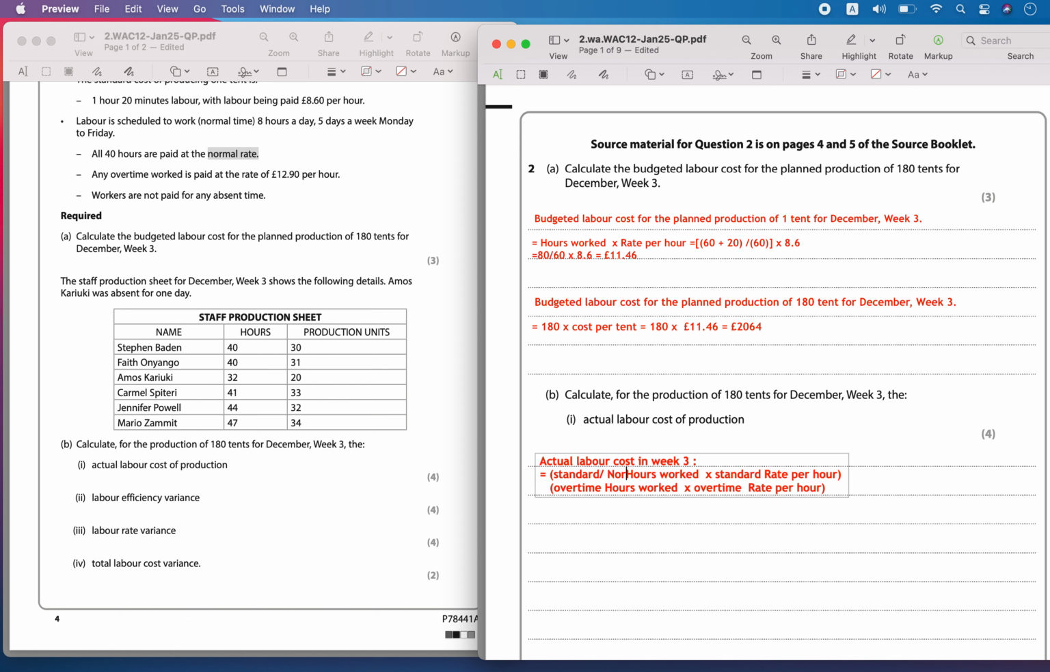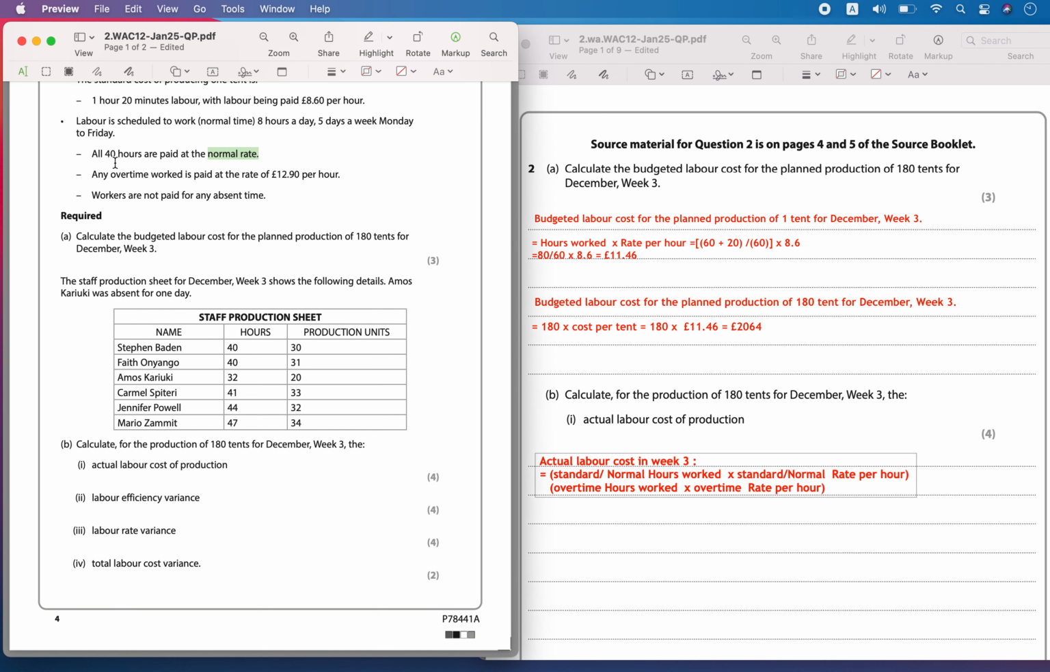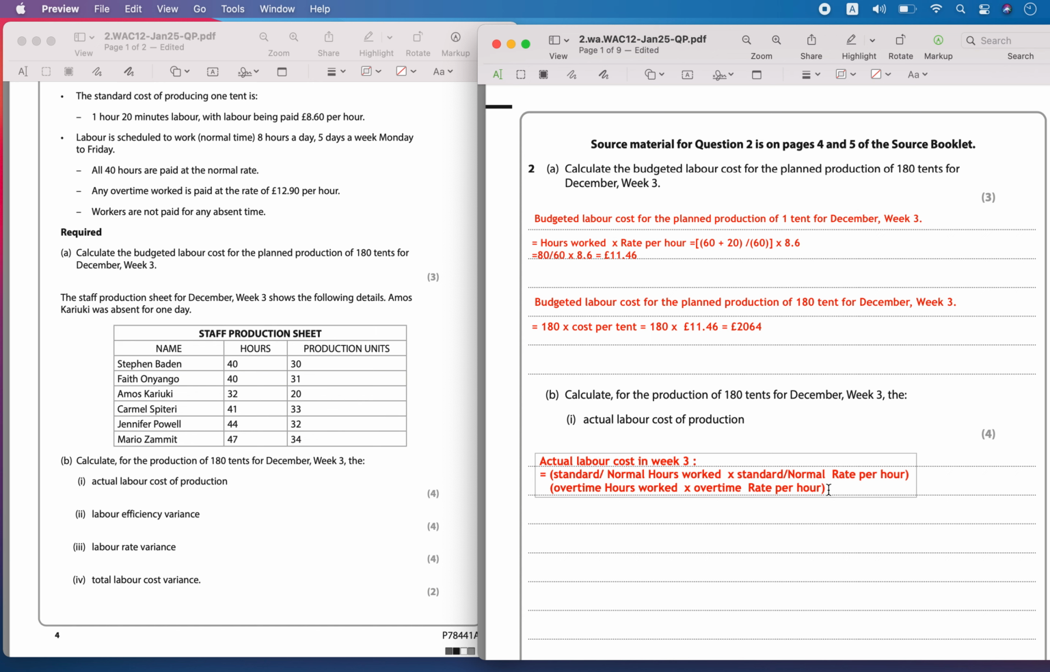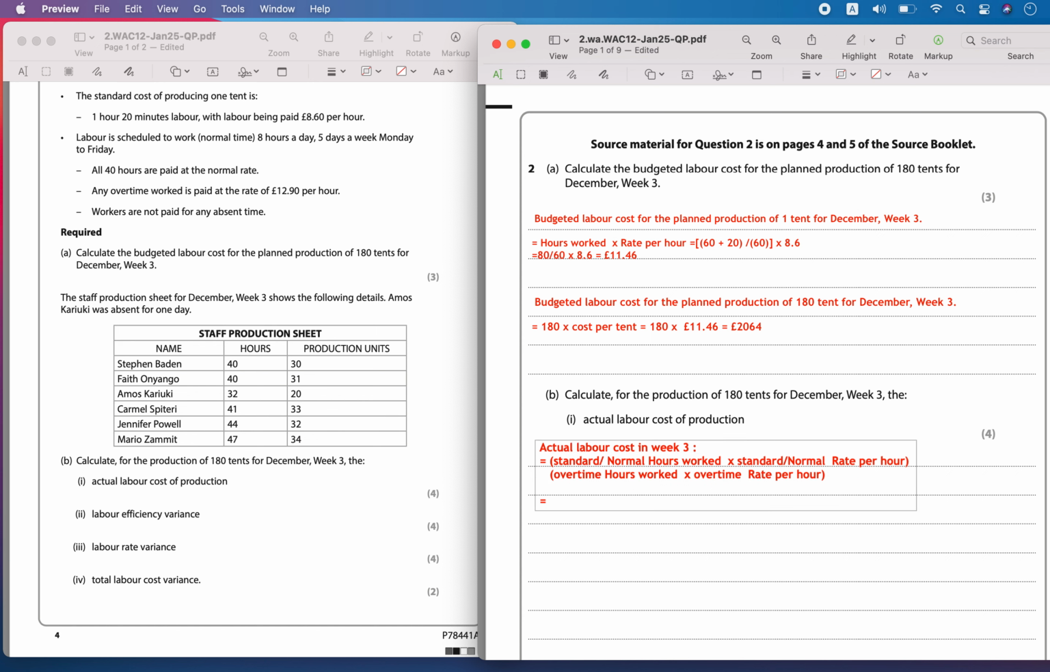Normal hours, how much they have worked, and what is the normal rate they are being paid. You can use the word standard or normal. They are working all 40 hours paid at the normal rate, and the normal rate of payment, as we had seen, is 8.6 per hour. Whereas any overtime worked is paid at the rate of 12.90 per hour, and workers are not paid for absent time, so you will not include it. If somebody is absent, that time is not included. So let's calculate here the cost of payment for labor. Now let's calculate the labor hours worked times the standard rate per hour.